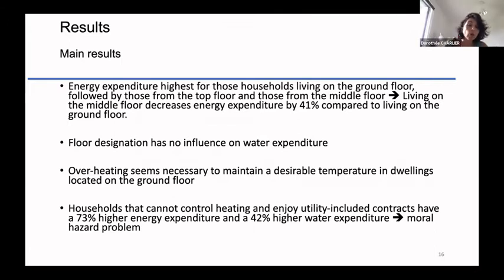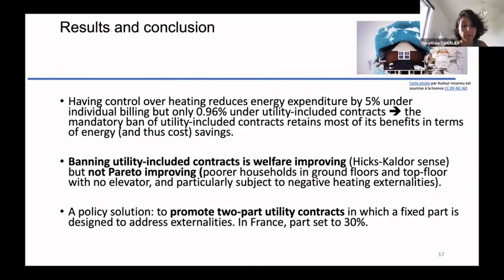In this case, overheating seems necessary for households living on the ground floor to maintain a desirable temperature in these types of dwellings, and we can face a problem of fuel poverty. Because if you don't want to maintain this desirable temperature, it's necessary to decrease your energy consumption. And finally, households that cannot control heating and that enjoy utility-included contracts have 73% higher energy expenditures. So we have a moral hazard problem.